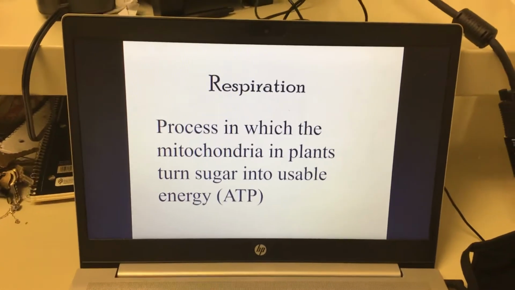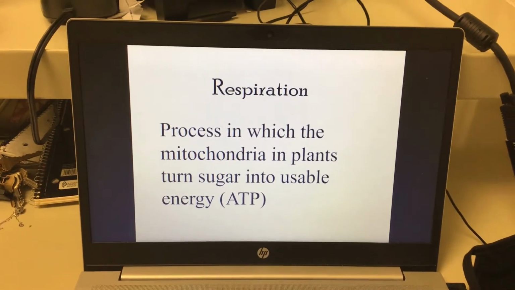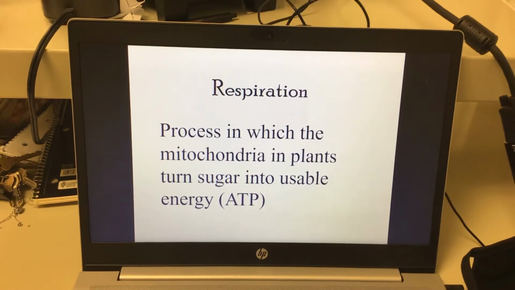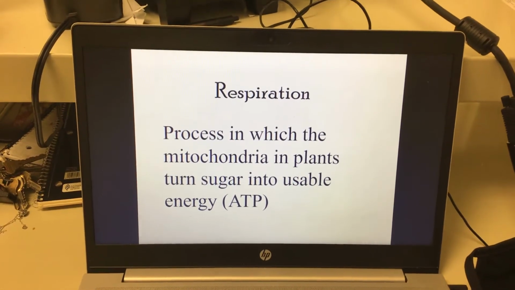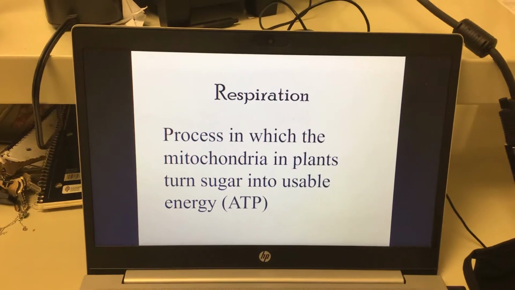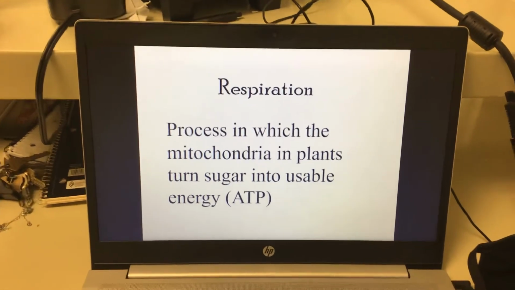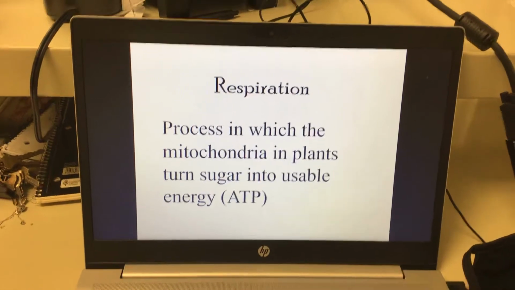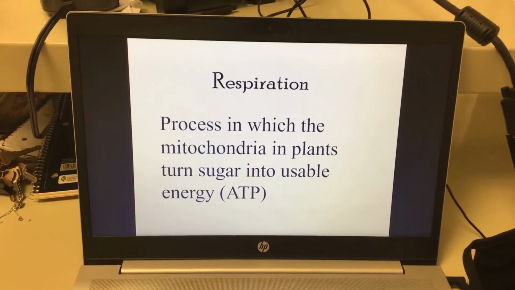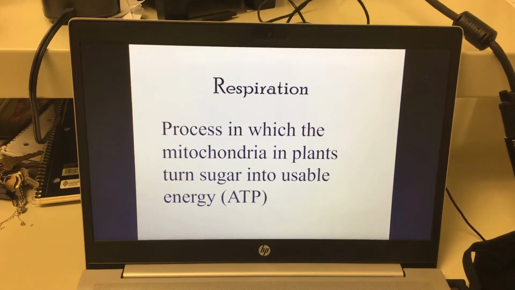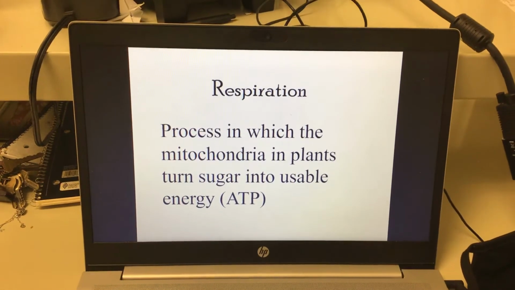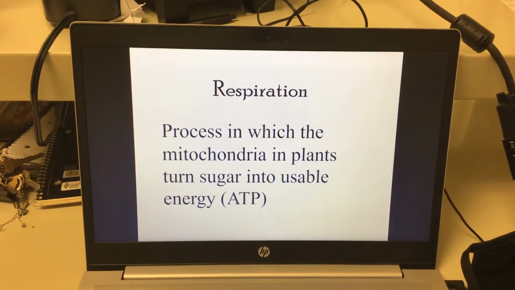Respiration, I would probably write this down. I know we've gone over this in the past, but I'm not sure we're 100% sure. Respiration is a process in which mitochondria in plants turn sugar into usable energy. So plants make their own sugar, but then they have to take that sugar and change it into energy. We as humans also do respiration.